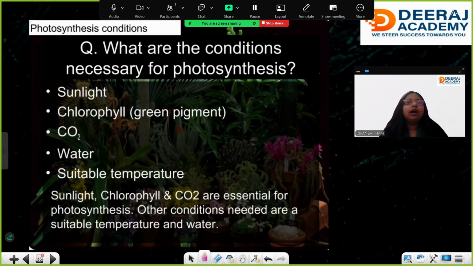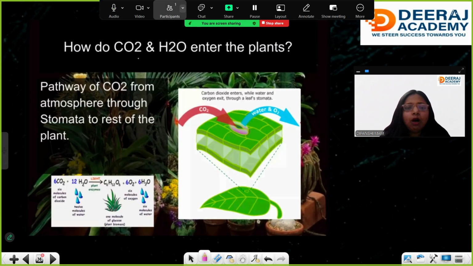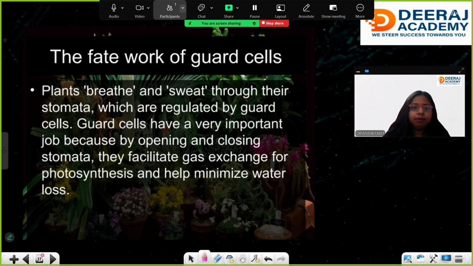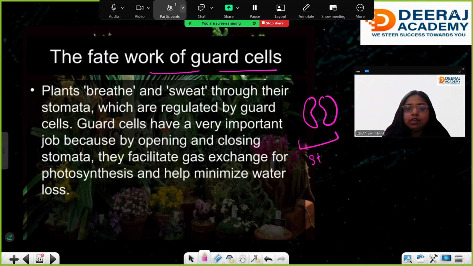What are the conditions necessary for photosynthesis? Sunlight, chlorophyll, carbon dioxide, water and temperature. How do carbon dioxide and water enter the plant? Through the stomata present in the leaves. This is the work of the guard cells. These are the guard cells, and together they are called stomata.